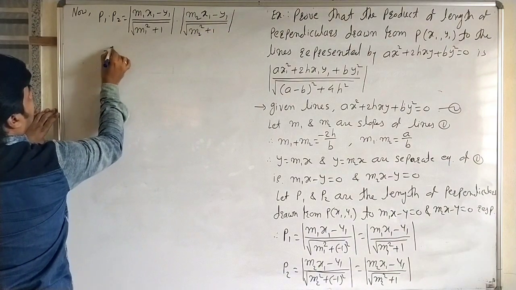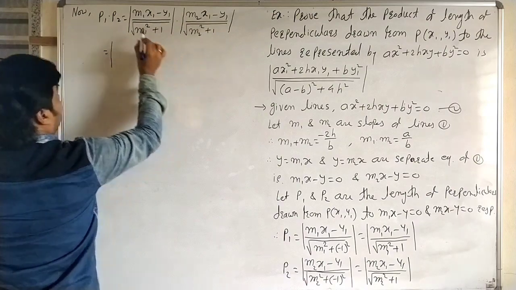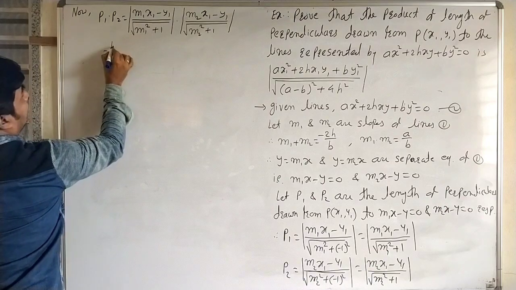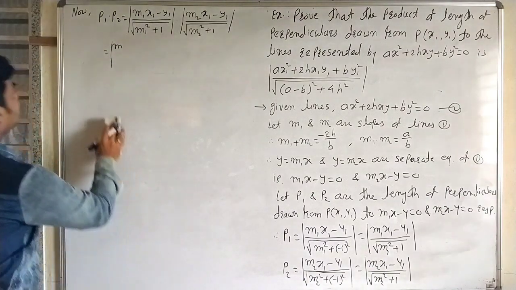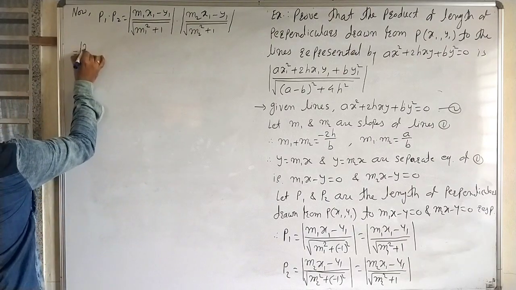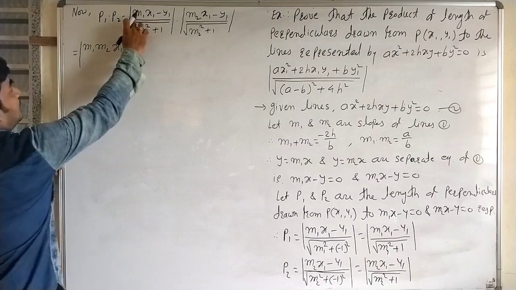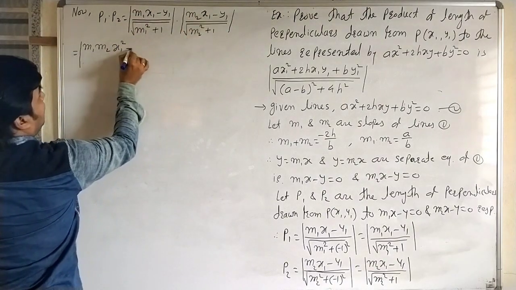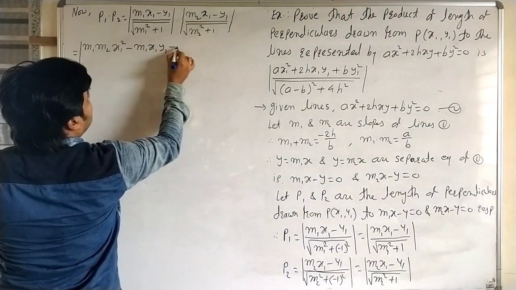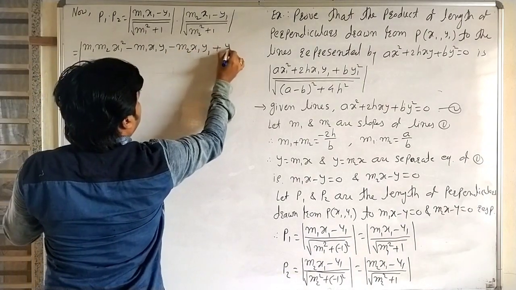Now calculate. It is multiplication, numerator and denominator. Here m1 x1 into m2 x1 and m1 x1 into minus y1. Therefore we can write here m1 m2 x1 square, minus m1 x1 y1, minus m2 x1 y1 and plus y1 square.